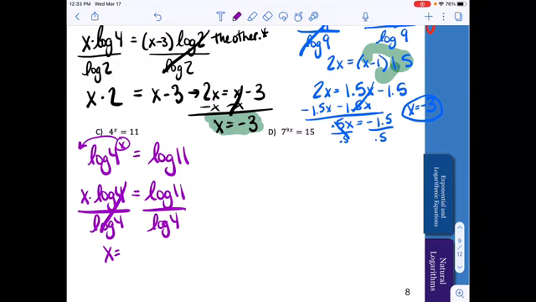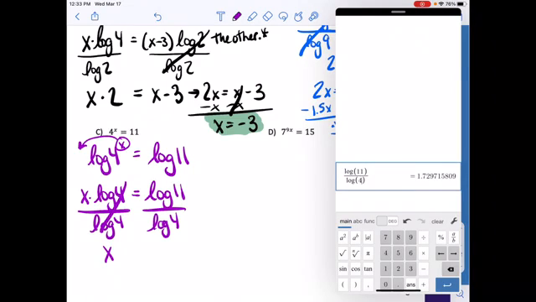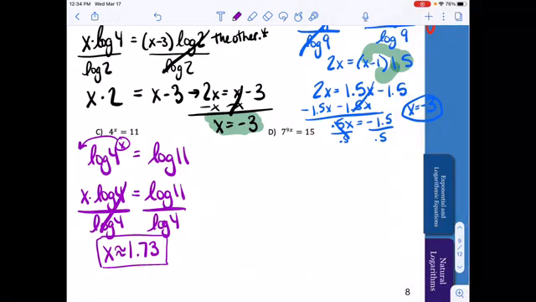And this one you actually just have your solution right away, which if you plug in log of 11 divided by log 4, you get x is about 1.73. Okay? We can do the same thing with the next one. There's just one extra step.